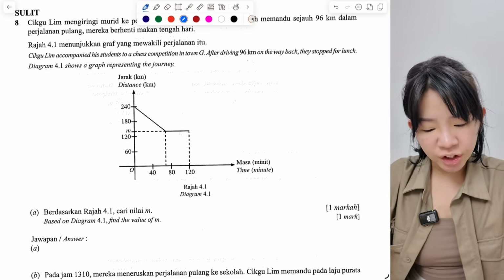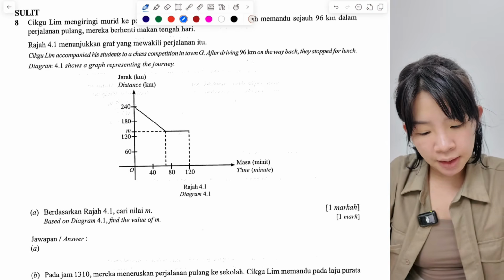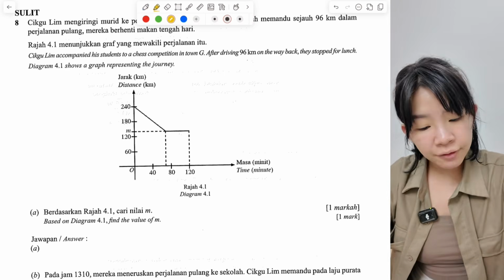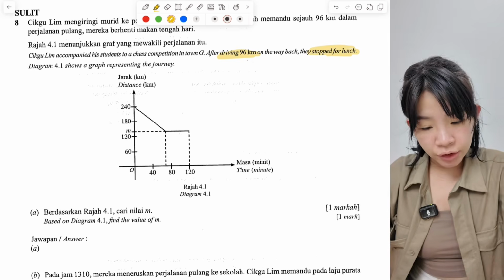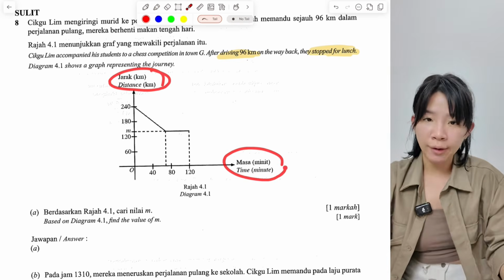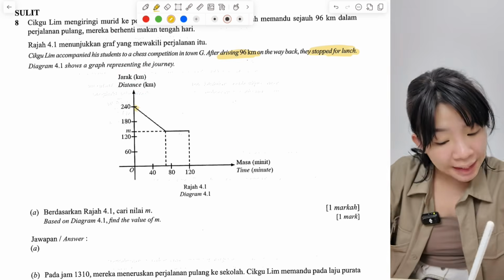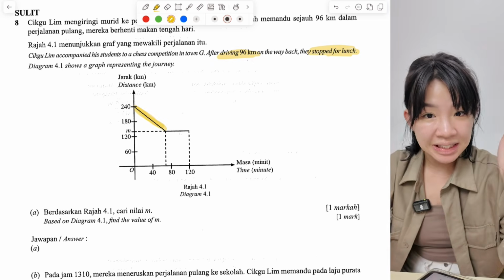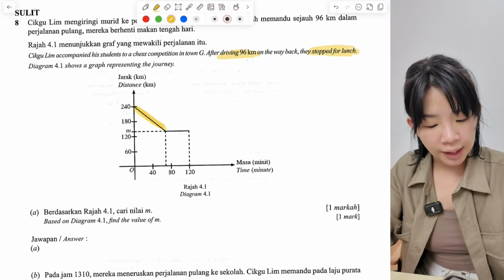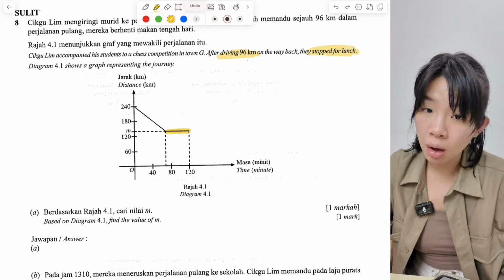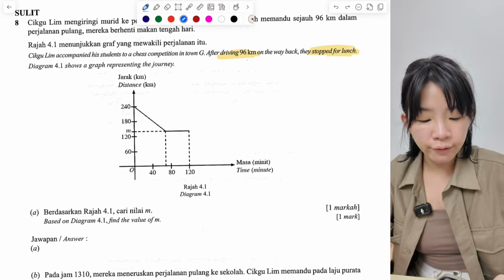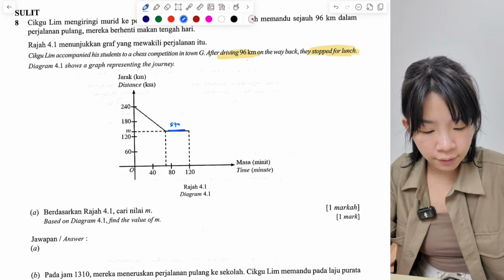Alright, let's look at question 8. Cikgu Lim accompanied his student to a chess competition. After driving 96 km on the way back, they stopped for lunch. Alright, so this is a distance time graph. So whenever you see line going down or even going up, it means the object is moving. Okay, then when you see the line is horizontal like this, it means stop. So the question said they stop for lunch. So meaning here will be stopping for lunch.